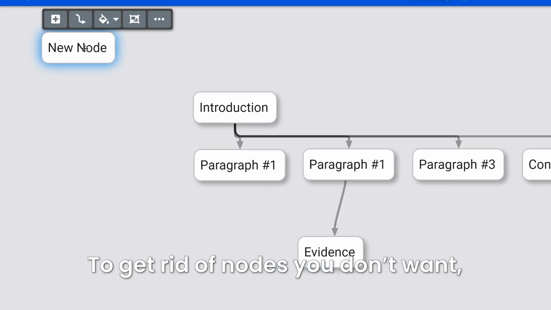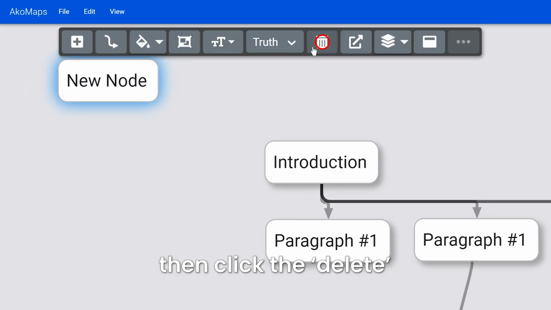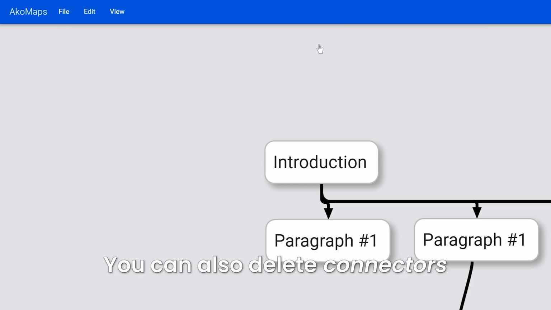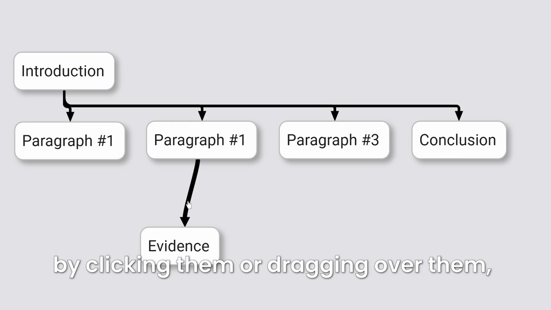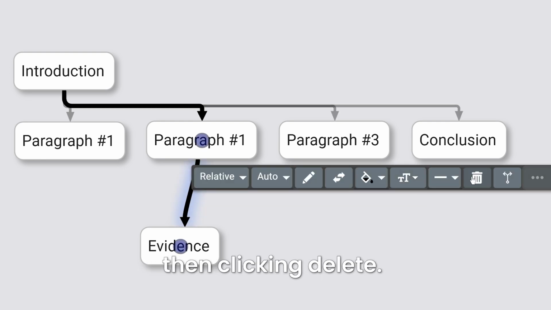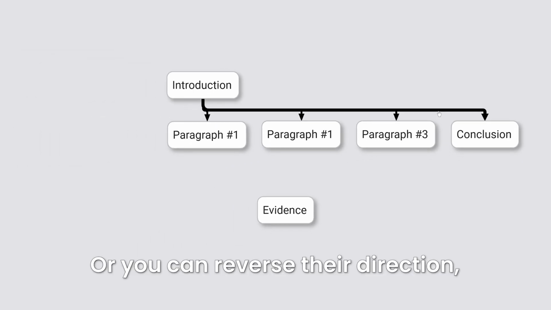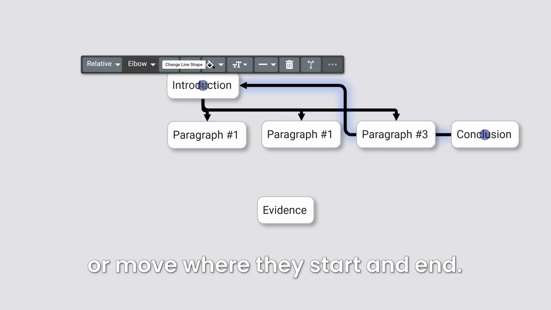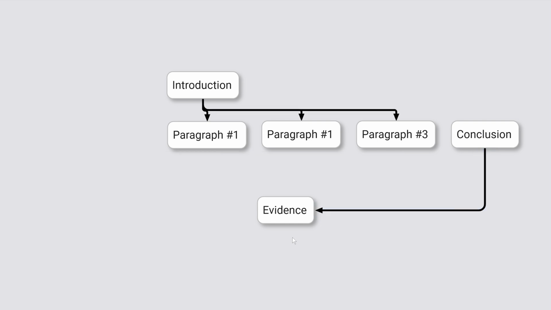To get rid of nodes you don't want, select them, then click the delete icon on the toolbar. You can also delete connectors by clicking them or dragging over them, then clicking delete. Or you can reverse their direction, change their shape, or move where they start and end.